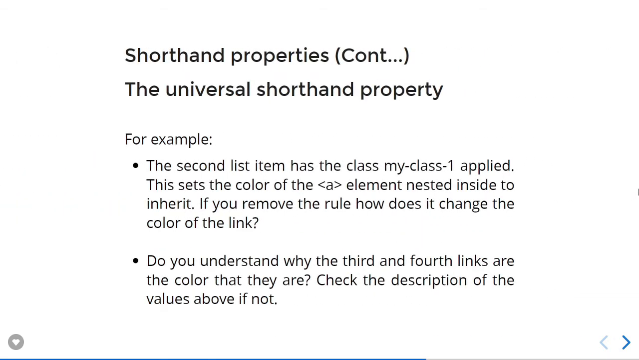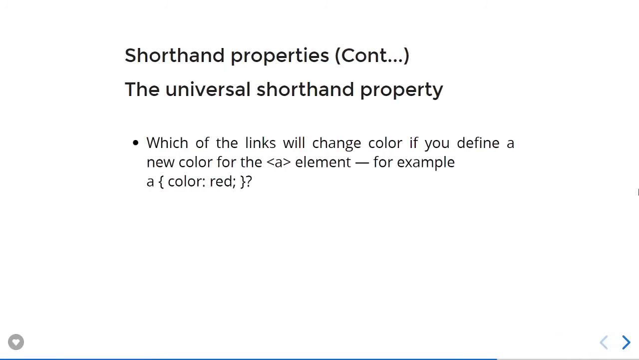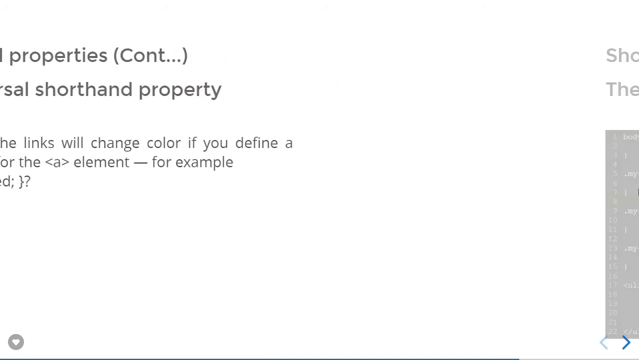For example, the second list item has the class myClass1 applied. This sets the color of the element nested inside to inherit. If you remove the rule, how does it change the color of the link? Do you understand why the third and fourth links are the color that they are? Check the description of the values above if not. Which of the links will change color if you define a new color for the A element, for example, A color to red? So let's see the example.